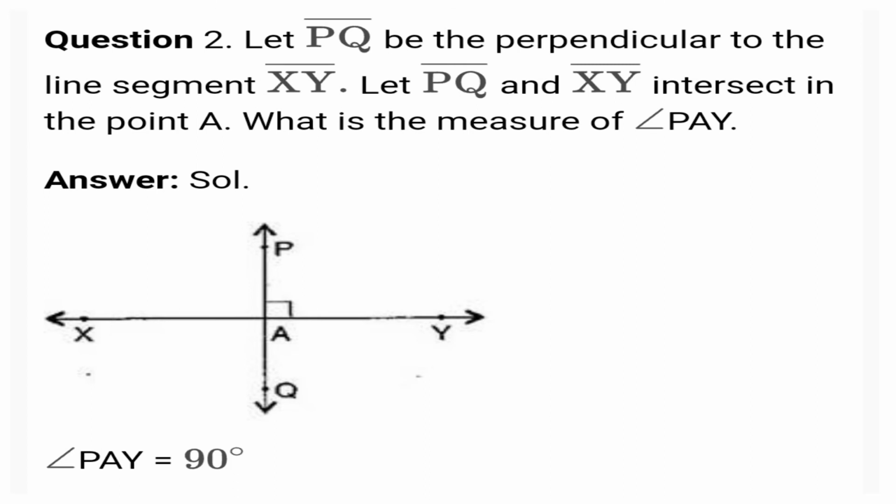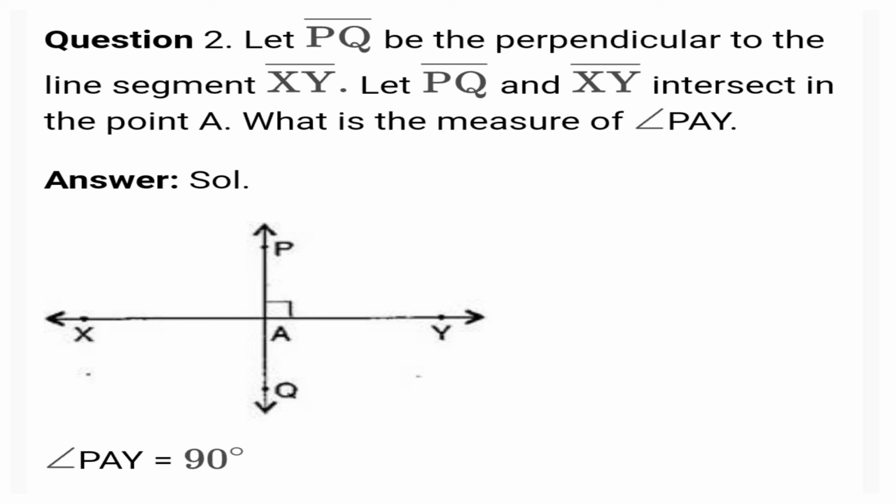Now let us start with exercise 5.5 and try to solve few of the questions. Question 2. Let line segment PQ be perpendicular to the line segment XY. Let line segment PQ and line segment XY intersect in the point A. What is the measure of angle PAY?